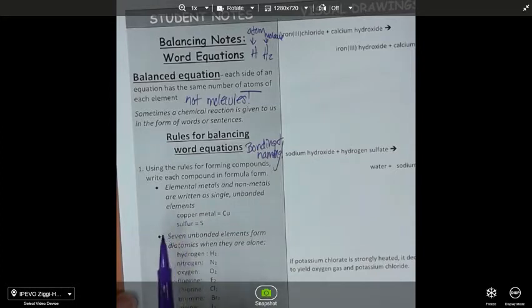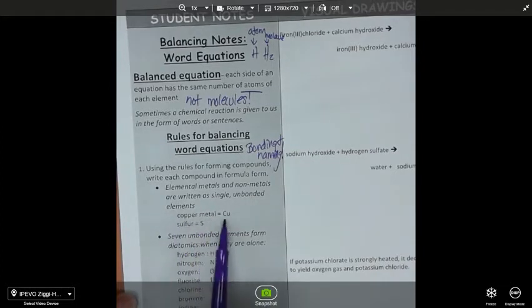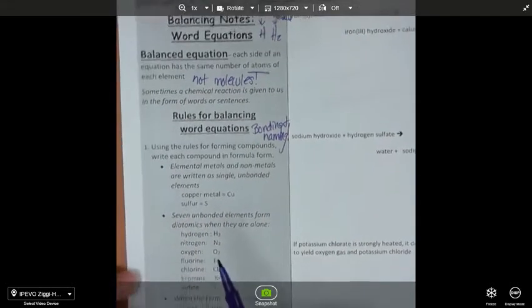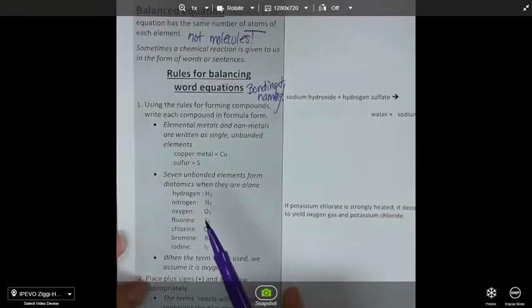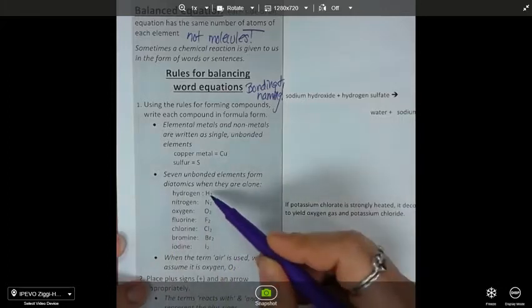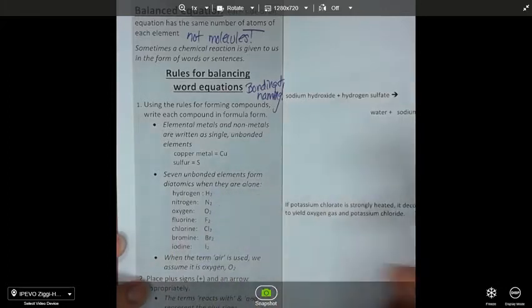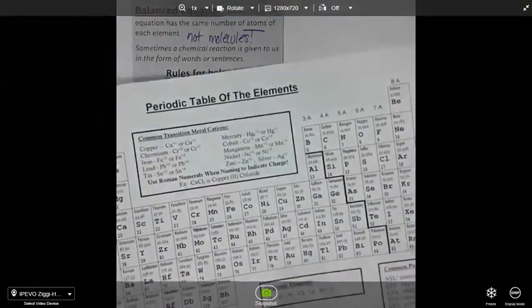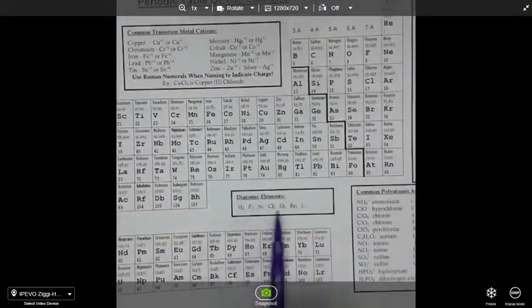Now, elemental metals, so if there's a metal by itself, and nonmetals are written as single unbonded elements. So for example, if something says copper metal, you would just write Cu, or if it's sulfur, you would just write S. Now, if we think back to last semester, there are 7 unbonded elements that form diatomics when they are alone. These diatomics are listed on your periodic table, so you don't even have to memorize them. They're all right here. The Brinkelhofs or the Hofbrinkels.